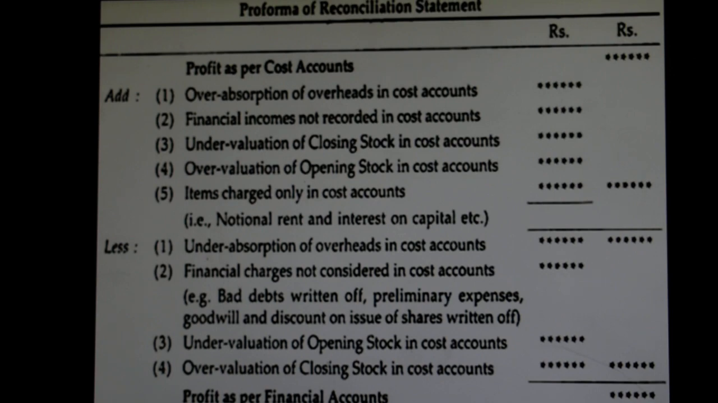Then you have to deduct undervaluation of opening stock in cost accounts and overvaluation of closing stock in cost accounts. So again, remember, when you aggregate all the added items and deduct the less items from the net profit of cost accounts, you get the net profit as per financial accounts. Here, we take the cost accounts net profit as the base, and this format is to be followed. In case you take the net profit as per financial accounts, then the accounting treatment is reversed.